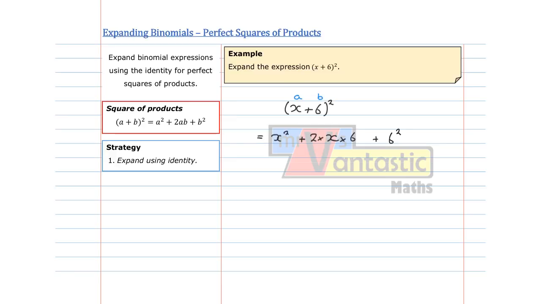And we'll go in and we'll simplify this. This is a step that I forgot to write in the strategy, so we'll simplify. This will become x squared, that doesn't simplify anymore, plus 2 times x times 6, 2 times 6 is 12x, plus 6 squared is 36, so plus 36. So the expanded version is x squared plus 12x plus 36, and that is how we can expand binomial expressions using the identity for perfect squares of products. Fantastic.